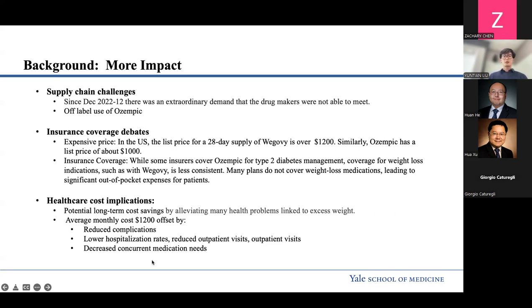Yep. So they actually speculate that the average monthly cost, like I previously mentioned, the $1,200 monthly cost for semaglutide, may be offset by the reduction of other complications, or future lower hospitalization rates, outpatient visits, healthcare utilization, and also decreased concurrent medication needs.